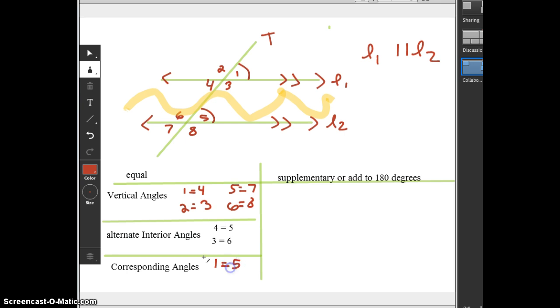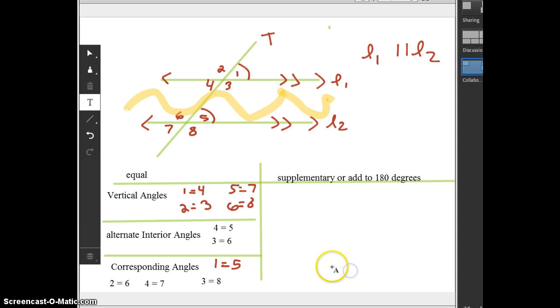And the other corresponding angles would be 3 corresponds to 8. Let's see if we can find the other two pairs. 2 is equal to 6, and similarly, we can say 4 is equal to 7.